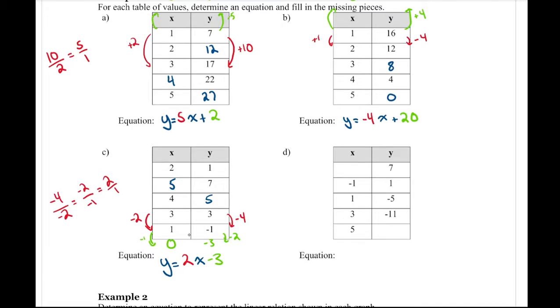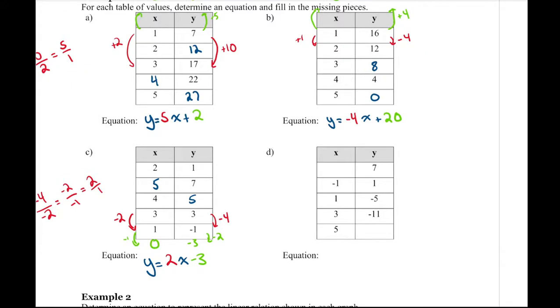Again, you could have checked it out the other way. 1 times 2 is 2. What do I need to add to get to -1? Well, I need to take away 3. 3 times 2 is 6. What do I need to do to get to 3? I need to take away 3 from 6 to get to 3. So again, different ways you can figure it out.